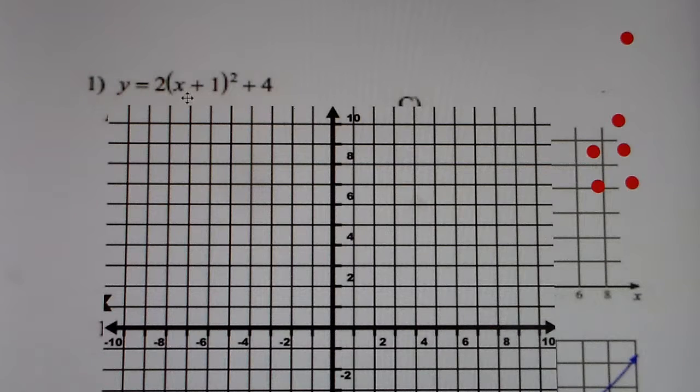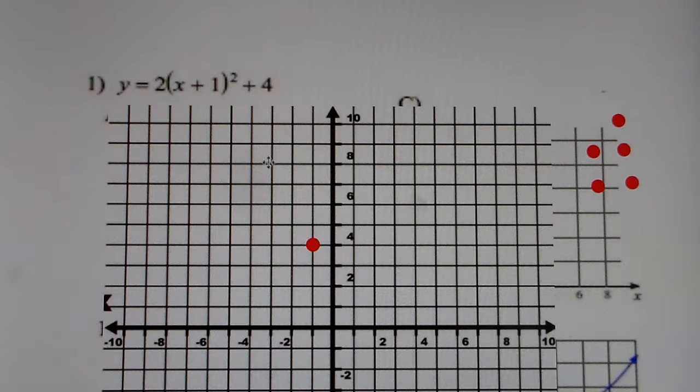number on the inside of the parentheses. So instead of positive 1, it's going to be negative 1. And the y-coordinate of the vertex is always just this outside number, whether it be positive 4 or whatever other number will be in that location. So the vertex for problem number 1 is negative 1, positive 4. So we go from the origin, 1 to the left, 4 up. Right there, that red dot is the vertex of our quadratic equation.